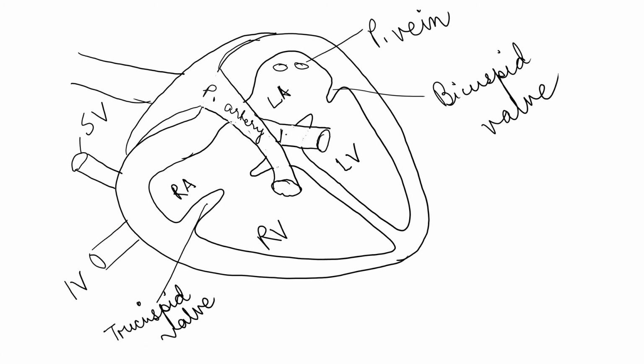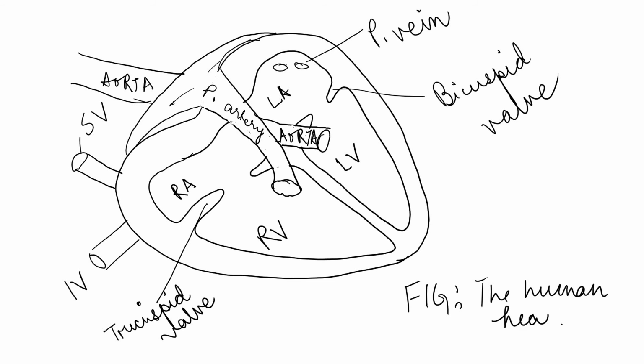So this one is the aorta. Are you able to understand? This is the pulmonary artery. From here it goes to both sides of the lungs and then comes back inside the heart by the pulmonary vein, and then to the left ventricle, and from here it goes to the aorta, and from the heart to all the other parts of the body. Now give the caption: Figure, the human heart. When you draw this entire thing, draw it in a box.